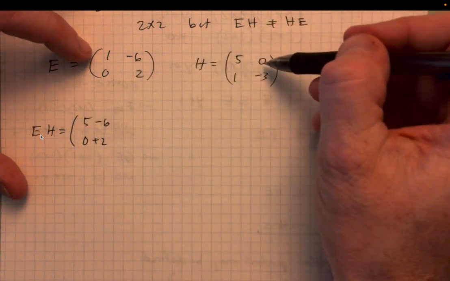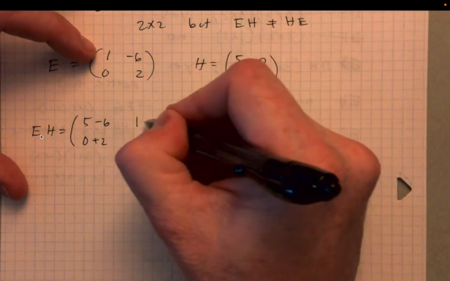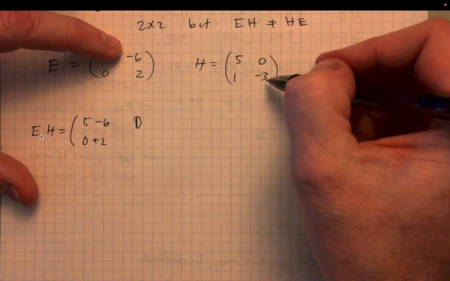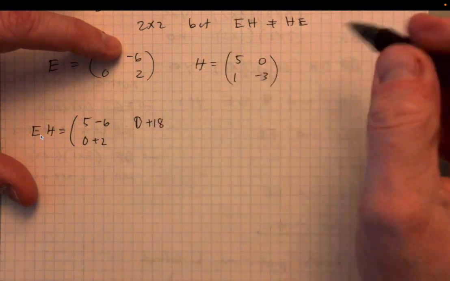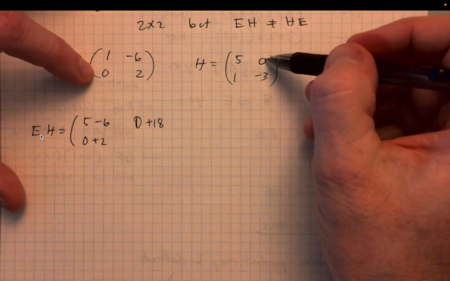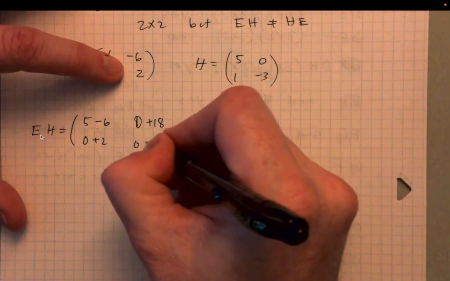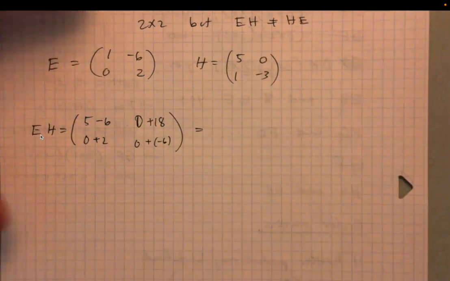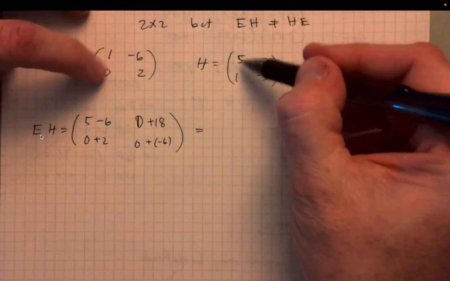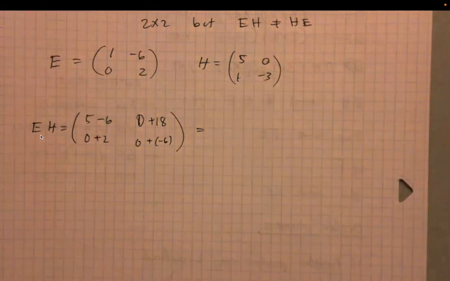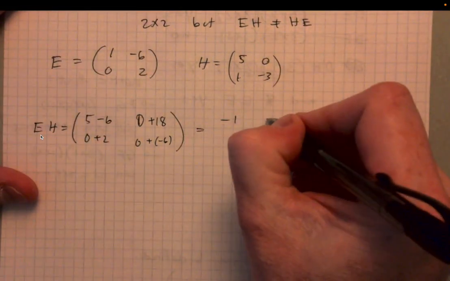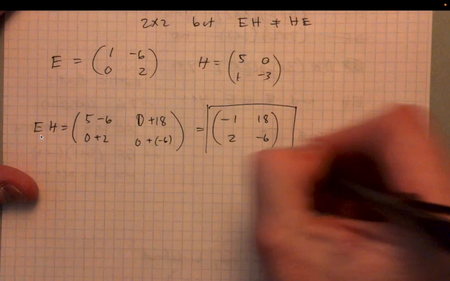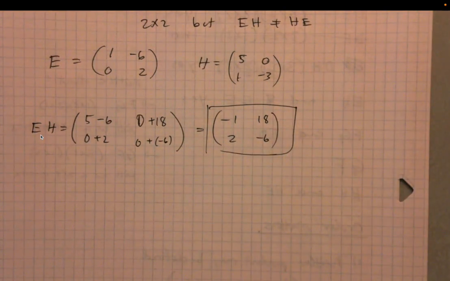Now the second column would be 1 times 0, that's 0, plus negative 6 times negative 3. And then you're going to have 0 times 0 plus 2 times negative 3. Okay, so you go through this times that, plus this times that. All right, so you got the whole thing. So you got negative 1, and then 18, and then 2, and then negative 6. Okay, so that's EH. What about HE?